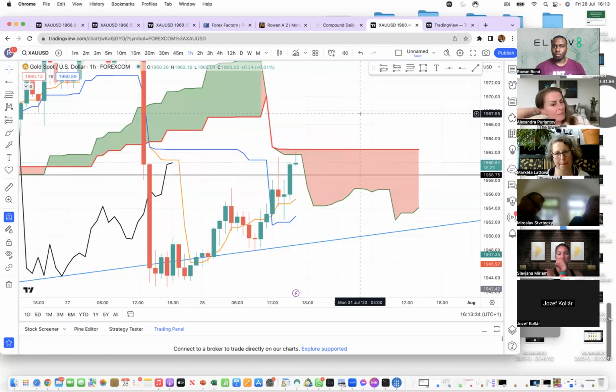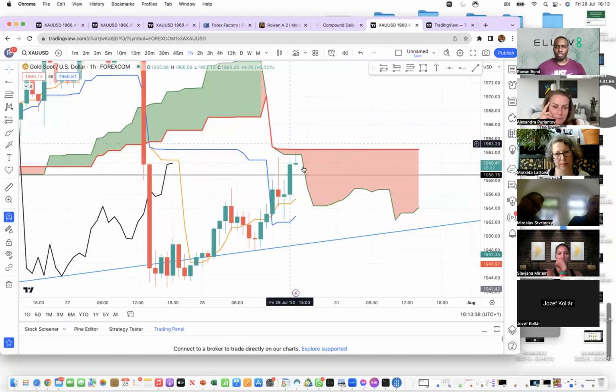Now, something that I look for, and when I see it, I know that I can hold my trade, is, for example, if you see these two lines pointing up.